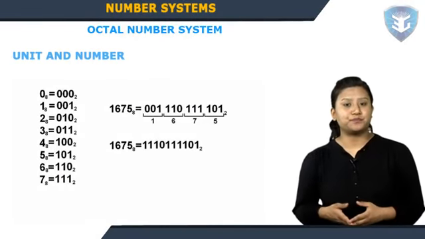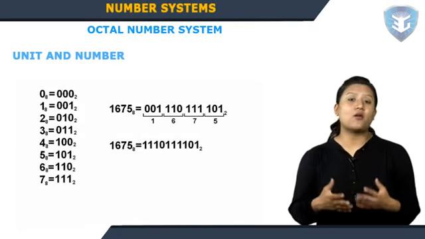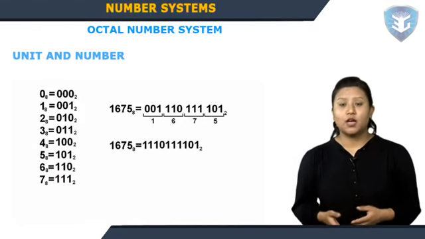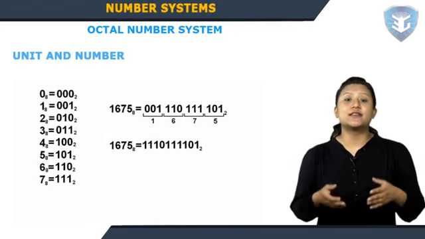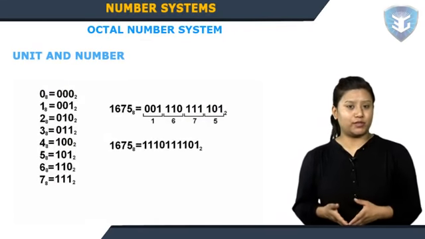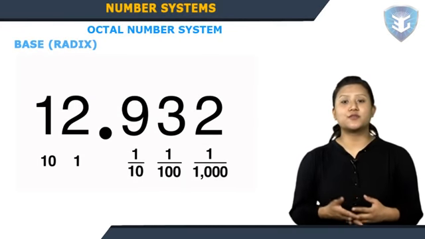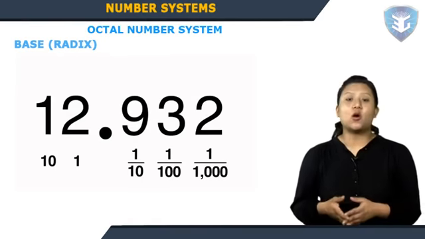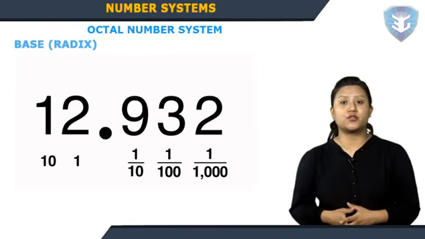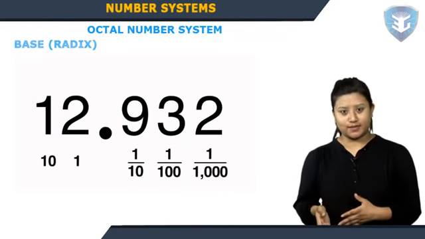Unit and number. The terms that you learned in the decimal and binary sections are also used with the octal system. The unit remains a single object and the number is still a symbol that is used to represent one or more units. Base, radix. As with the other systems, the radix or the base is the number of symbols that are used in the system. The octal system uses 8 symbols, 0 through 7. The base or the radix is indicated by the subscript 8.